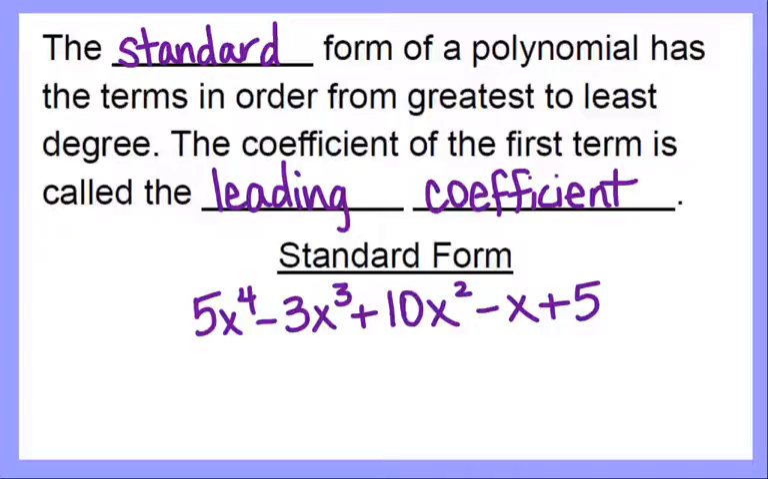So if you look at the exponents, they start with the highest exponent for the first term, and then they go down by 1 each time. Now, they don't have to have all the exponents going down by 1 each time, but you always start with the highest and work your way down to the least. The leading coefficient for this polynomial would be the 5 that's in front of the x to the 4th power.